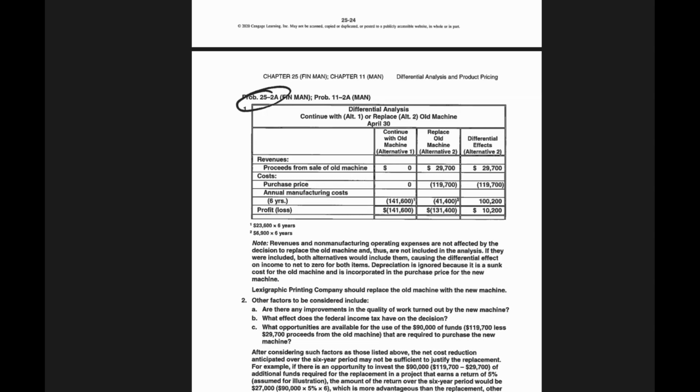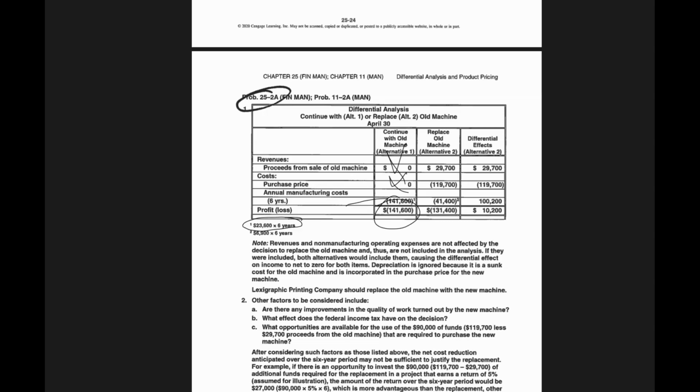So, continue with the old. We don't have anything to sell. There's no purchase price, but there's some annual manufacturing costs, and that was, as it reads there in the book, $23,600, and we're looking at it for 6 years, $141,600. So there's our net cost.